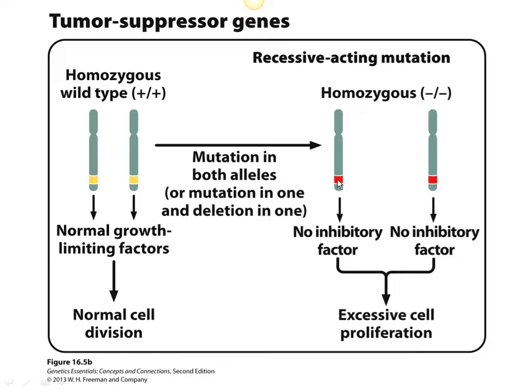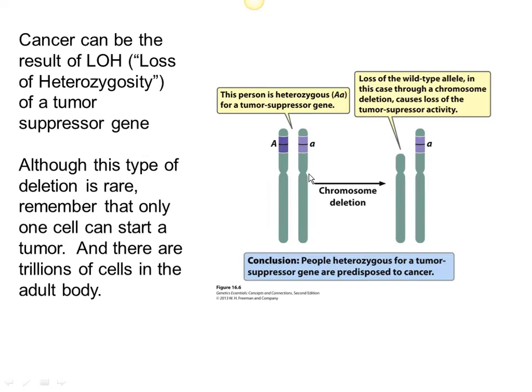Now you can either get a mutation in both alleles, or you can get a mutation in one allele, shown here with a little a, and then a deletion of the other allele. That would cause the same effect.